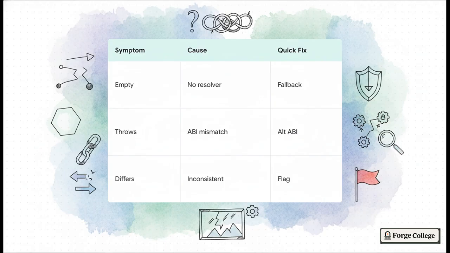Symptom 2, the resolver call actually throws an error. This likely means you've got an application binary interface, or ABI mismatch. The fix here is to catch those errors gracefully or try using an alternative ABI. And symptom 3, a reverse lookup differs from the forward lookup. This means you have an inconsistency. Don't crash the app, just flag that identity for manual verification.